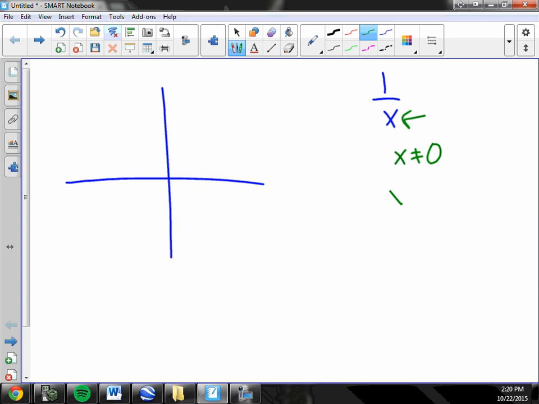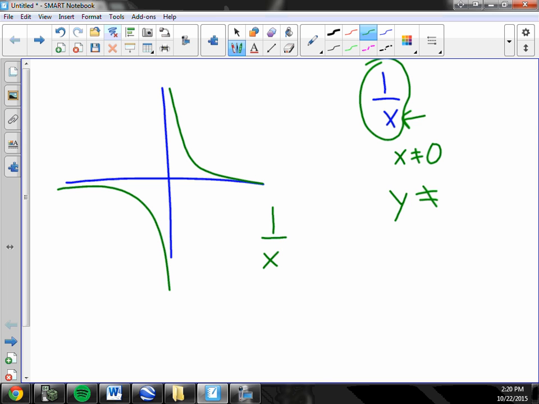Well, are there any numbers that y is not allowed to be? If you look at the graph, which I just drew, is there any y value that can't happen? 0 can't happen. Why not? It never touches the x-axis, but why will 1 over x never equal 0? How come? There's a 1 in the numerator.